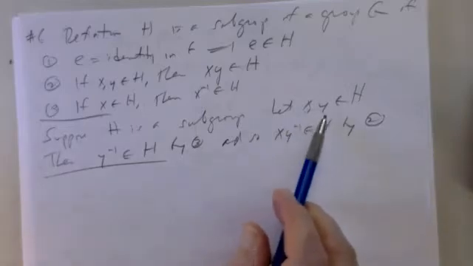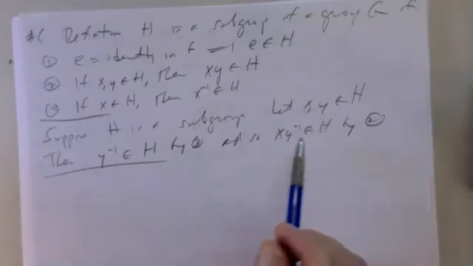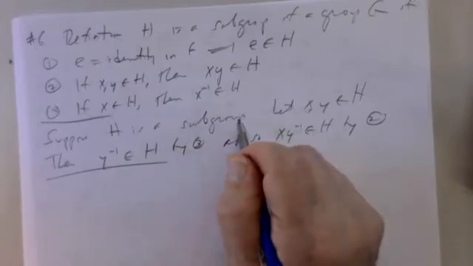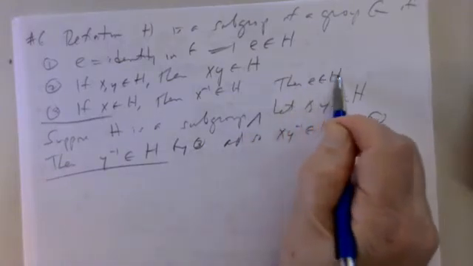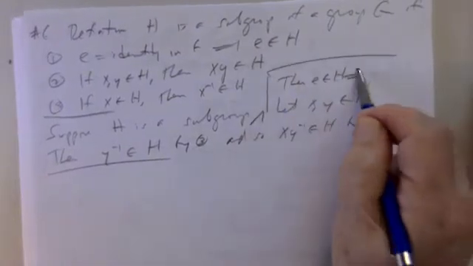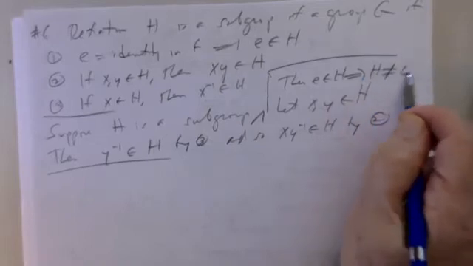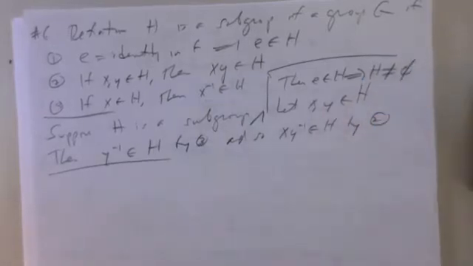So if x is in H and y inverse is in H, then x y inverse is in H. So that was half of what we have to show. If H is a subgroup and x, y are in H, then x y inverse is in H. I should also say, suppose H is a subgroup, then e is in H. So H is not the empty set. H is not empty and is closed under this operation. Okay.